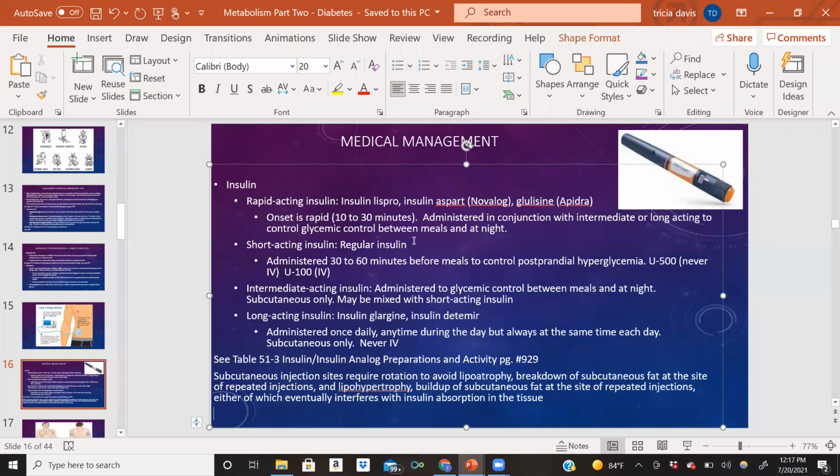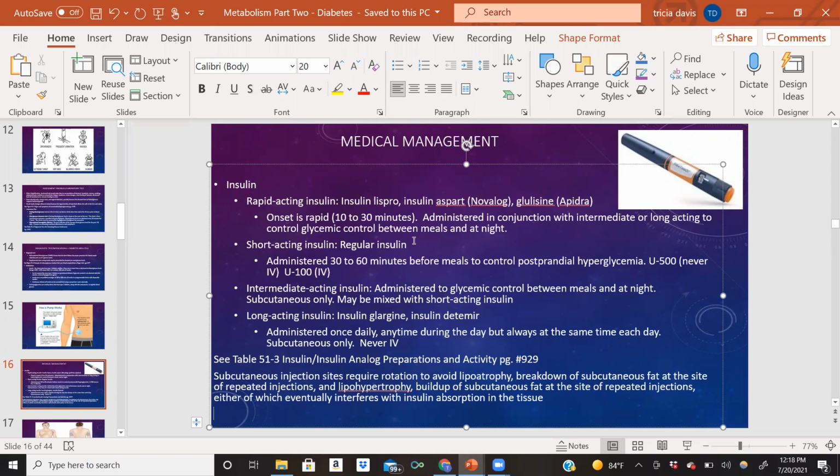Okay, so the different types of insulins that we have. We have rapid acting insulin, short acting insulin, intermediate acting insulin, and long acting insulin. Our rapid acting insulins, the types that we usually see in the clinical setting, are insulin Lispro and insulin Aspart, which is also Novolog, which is what that pen in the upper right-hand corner is. That's usually what most hospitals have. And then we have something called Apidra, which is a newer type of insulin.